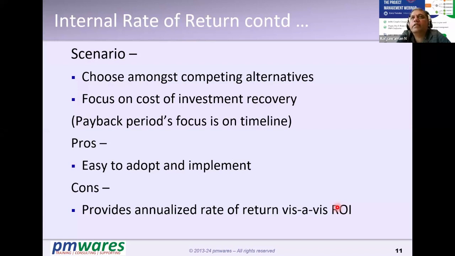When you do this calculation, we don't look at it. When organizations do the factoring here using this IRR, we look at the rate of return rather than looking at the total ROI. That is the only difference we are highlighting.